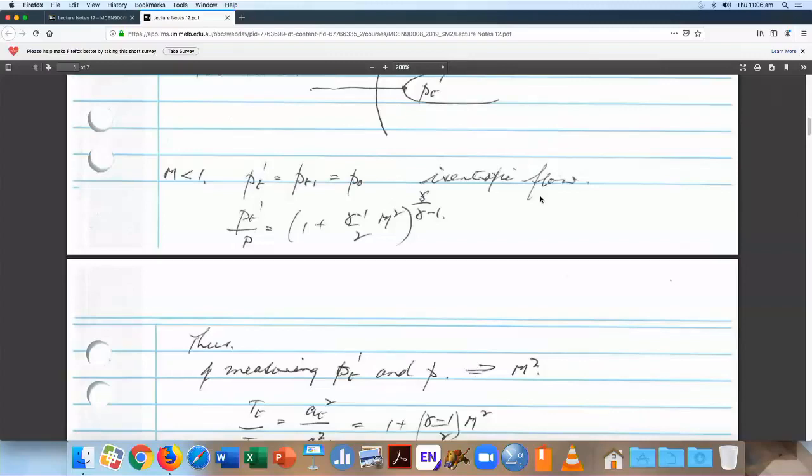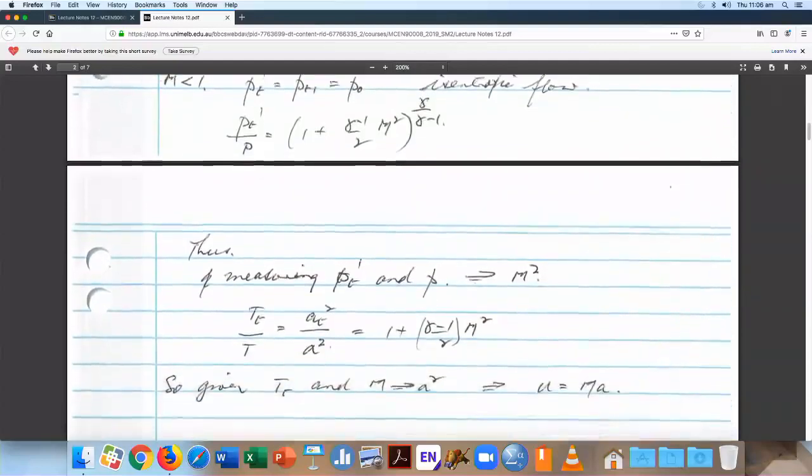But the question then would be, how do I get the velocity of the aeroplane? And I might actually want to know the velocity of the aeroplane. So here's how you do that. You measure not only the total pressure and the static pressure, you also have to measure the total temperature. And I think I said that just at the end of yesterday.